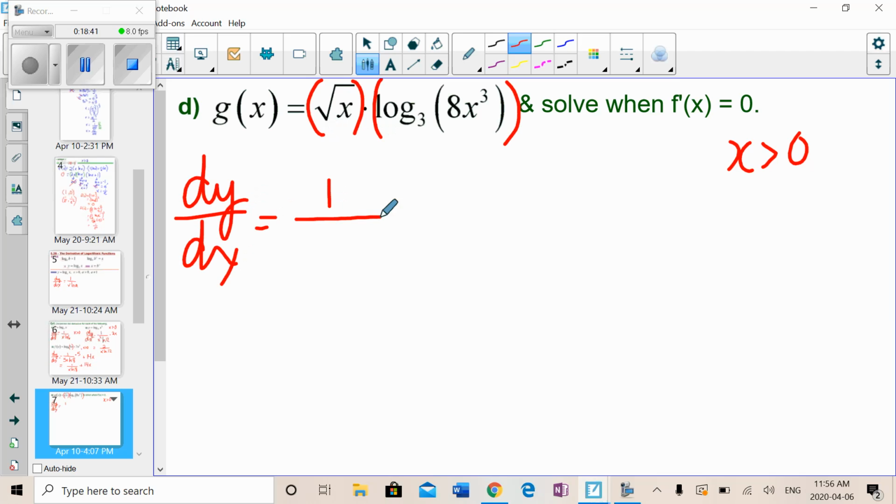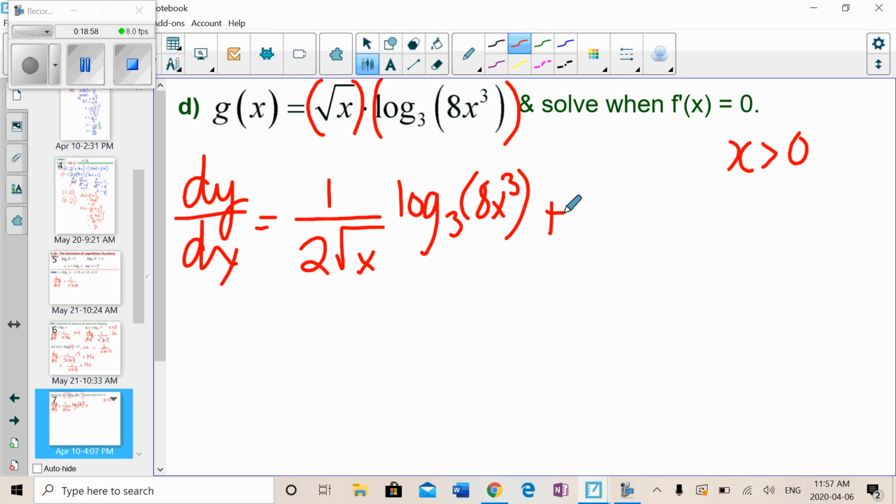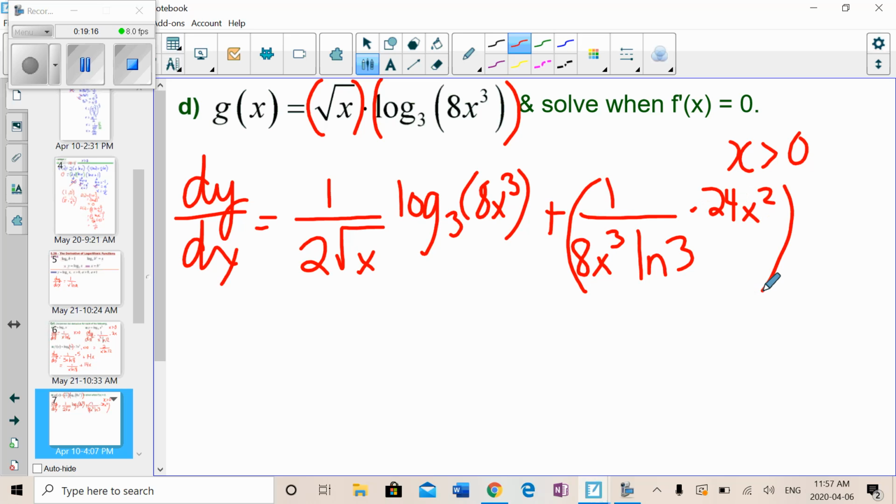Can I just do this as 1 over 2 root x? You should be getting good at that one by now. So that's 1/2, because you bring the 1/2 down, x to the negative 1/2, but negative 1/2 means right on the bottom. So that's the derivative of the first thing times the second, plus the derivative of the second, so you're going to have to do 1 over the quantity that you're logging, ln the base, but you have to dot by 24x squared. And again, that's just the derivative of the second quantity times the first.